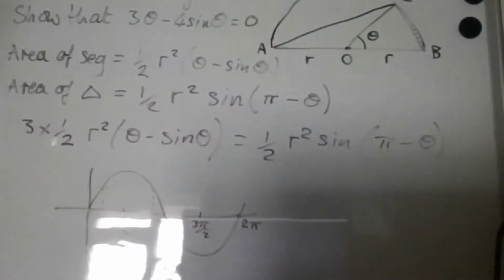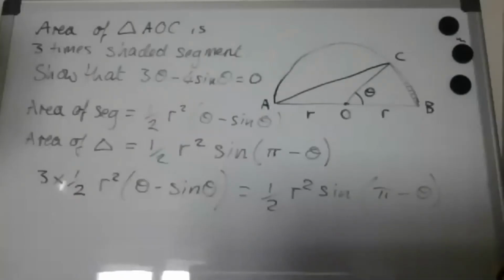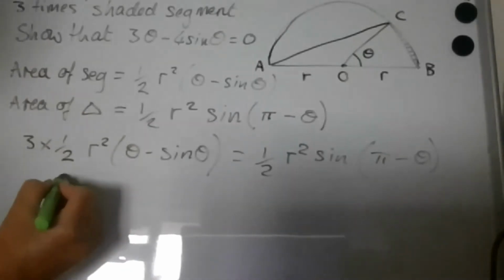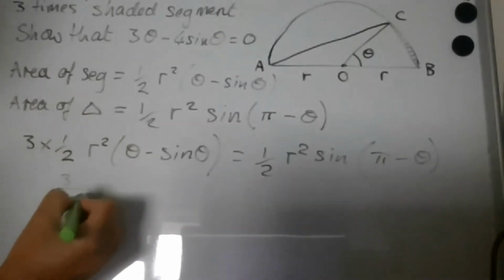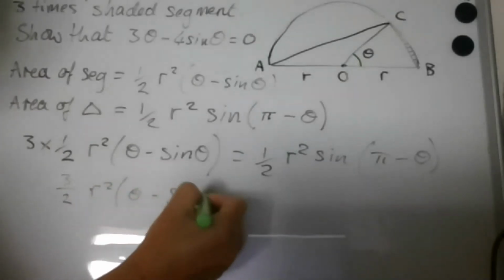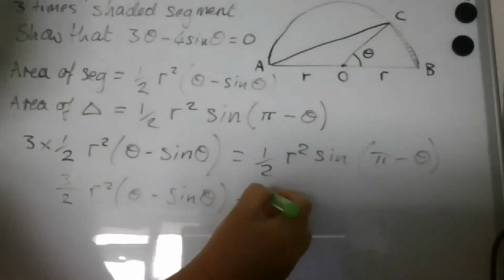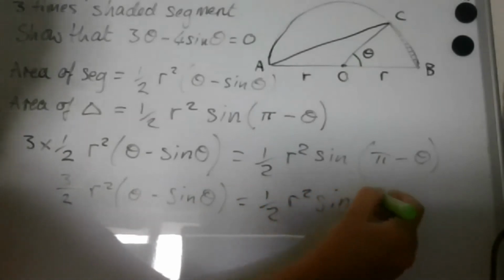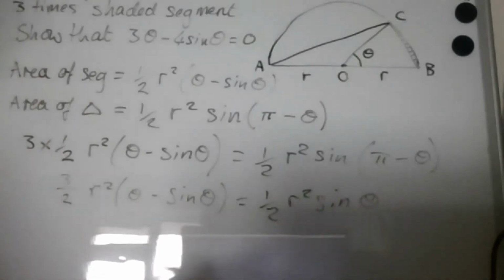Now I'm going to pause that so I can just rub out some of this. Okay, I've removed the graph to give me a bit more space to work. Okay, so in this line I can replace that with sine theta. Let's just neaten this up. So that's going to be 3 over 2 r squared (theta minus sine theta) is equal to half r squared sine theta, because pi minus theta is the same as theta, gives you the same sine.